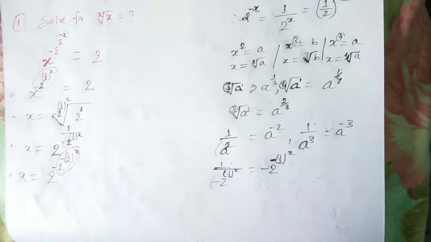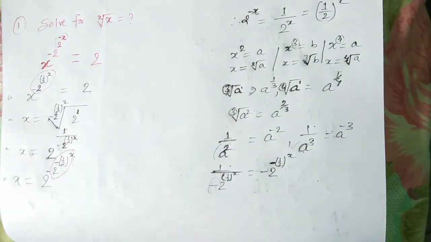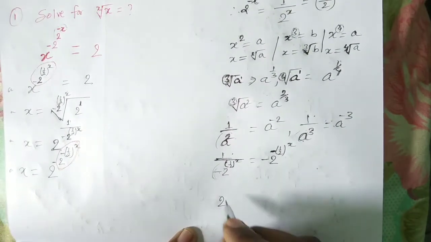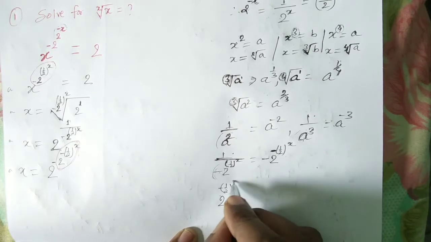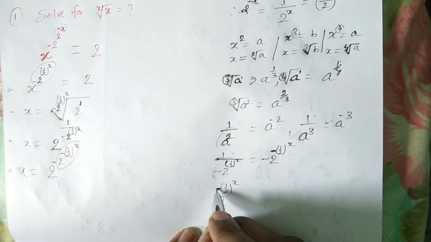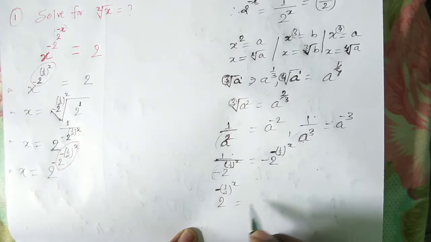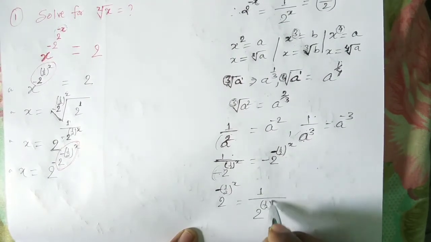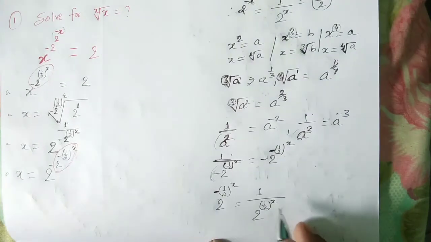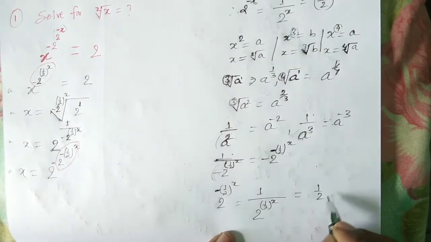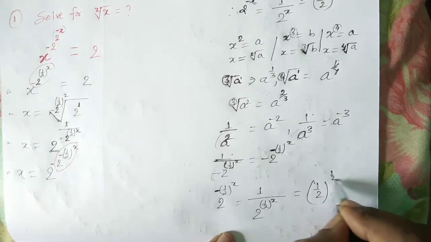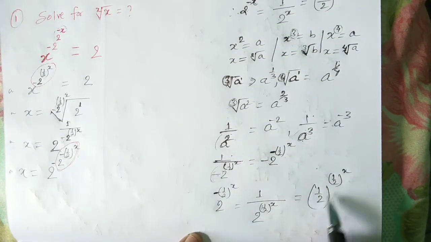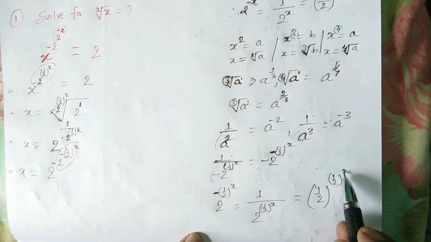See here, if we take this much, then we have 2 power minus 1 by 2 whole power x. So 2 has a negative power here, so it can be written as 1 by 2 power x. And this can also be written as 1 by 2 whole power 1 by 2 power x. This can also be written as 1 by 2 whole power 1 by 2 whole power x.